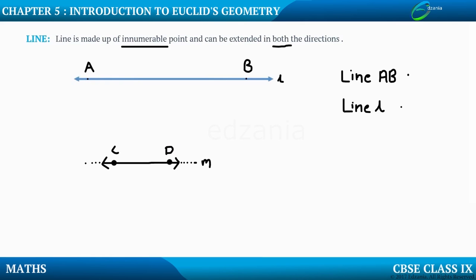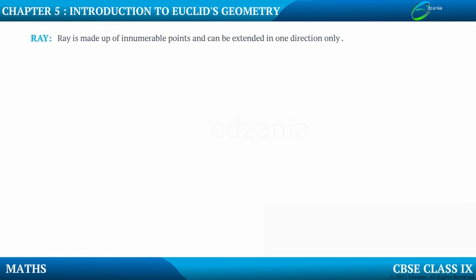So next topic is a ray. So what is a ray? A ray is again made up of innumerable points, but can be extended in one direction only. So ray can be extended only in one direction. Let us see how.